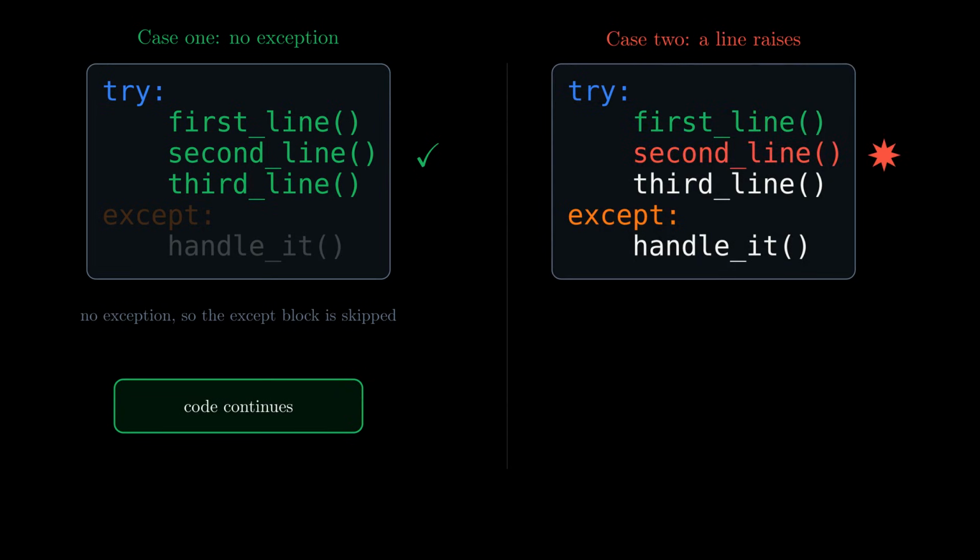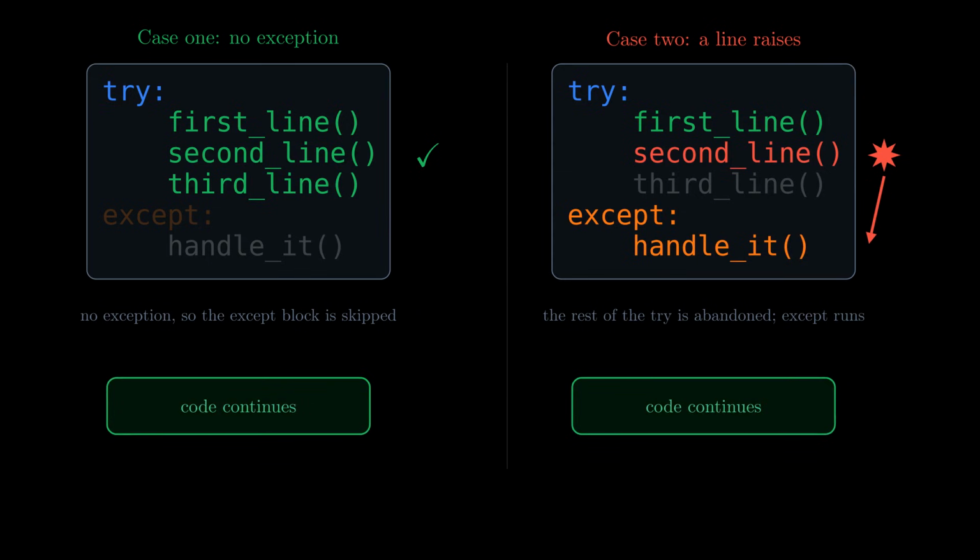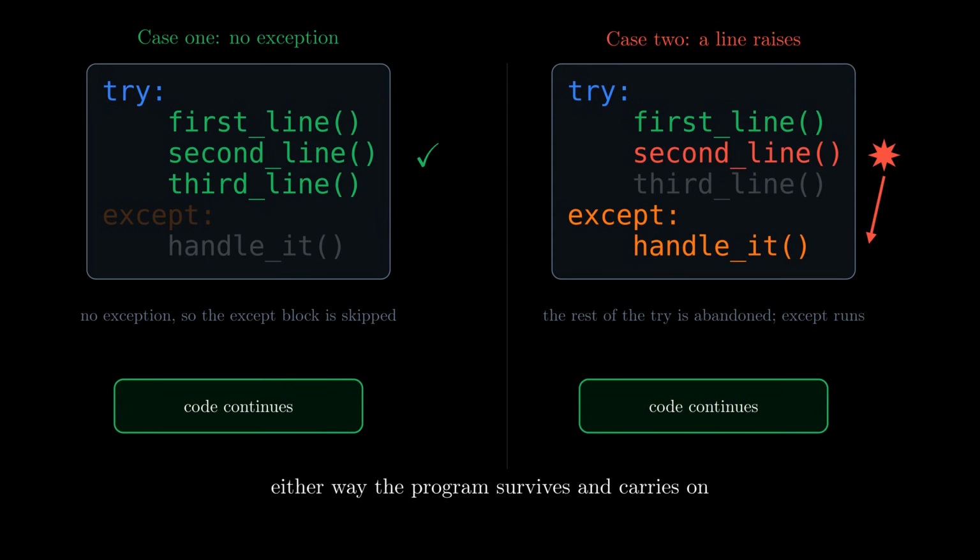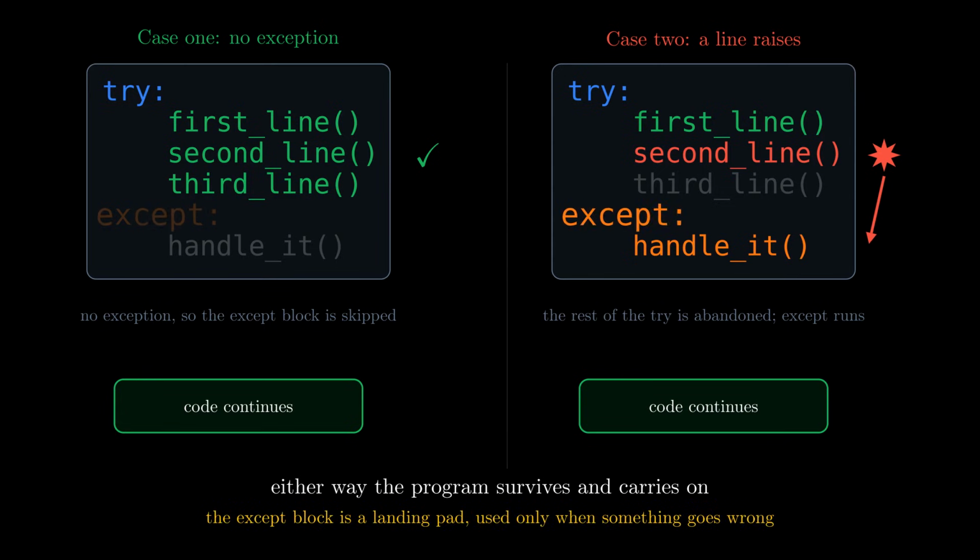Case 2. One of those lines raises. The program would have crashed right there, but instead, Python abandons the rest of the try block. Any lines after the failing one never run, and Python hops straight into the except block, whose lines now execute. Either way, the program survives and carries on. The except block is a landing pad, used only when something goes wrong.